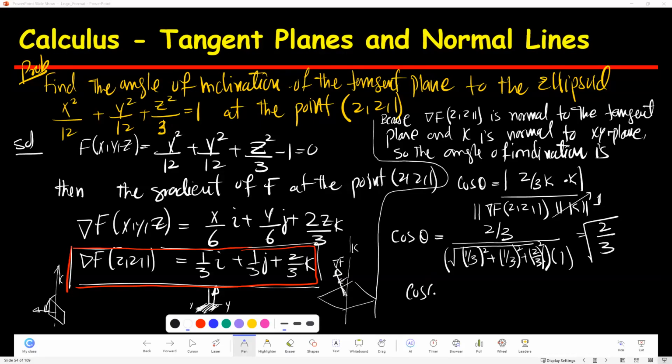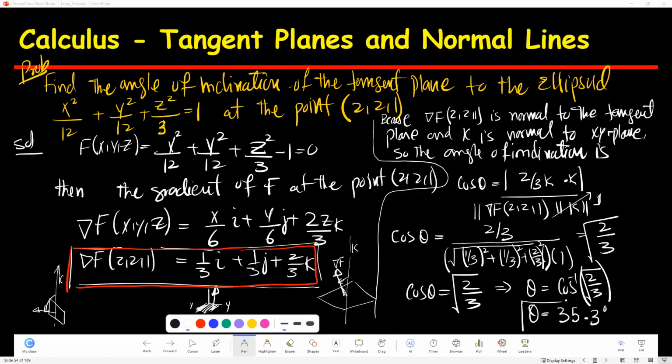And here is cos theta, 2/3. I want the theta only, not cos, so I'm going to say cos inverse 2/3. If you take this one, it's going to give you the value for theta: 35.3 degrees. And the answer should be in degrees because this is our standard unit.